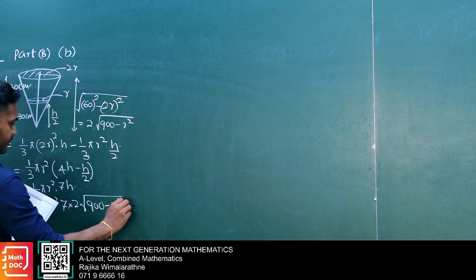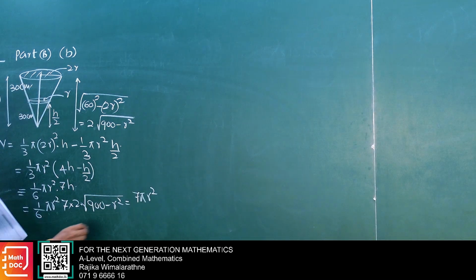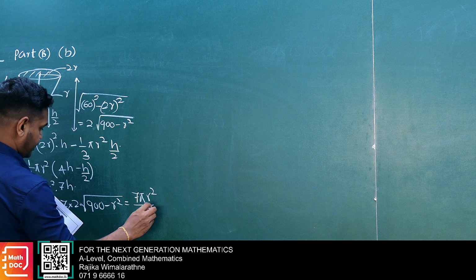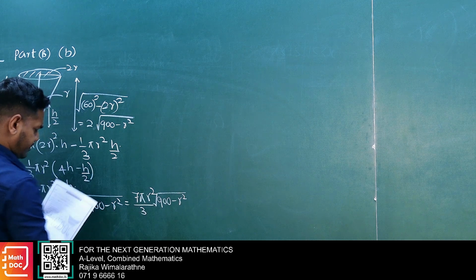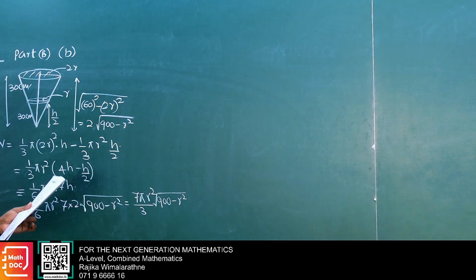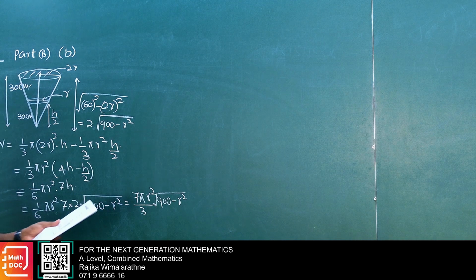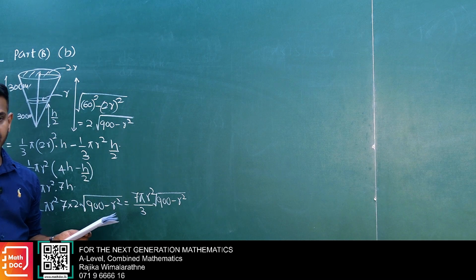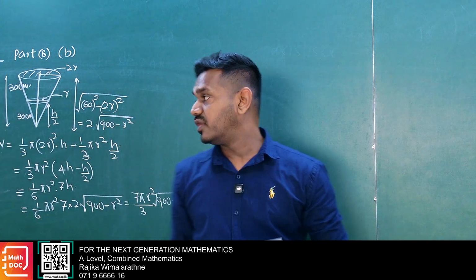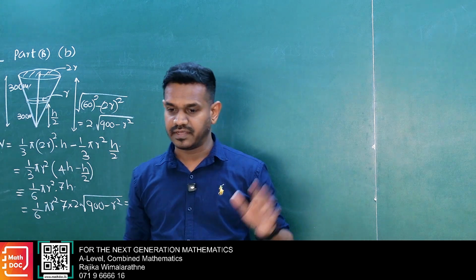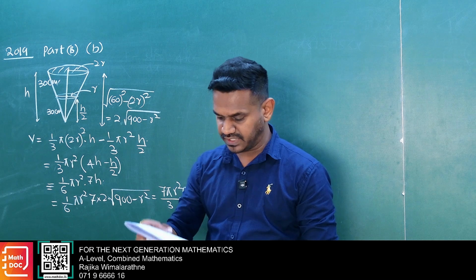Now simplify. 7 pi r squared over 3 times the square root of 900 minus r squared. R is between 0 and 30, given. That's how we obtain it. Okay, very simple type. 2019.